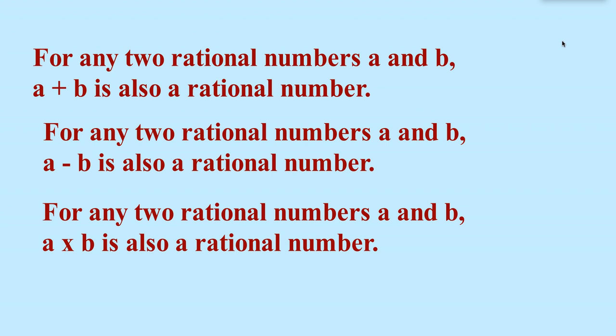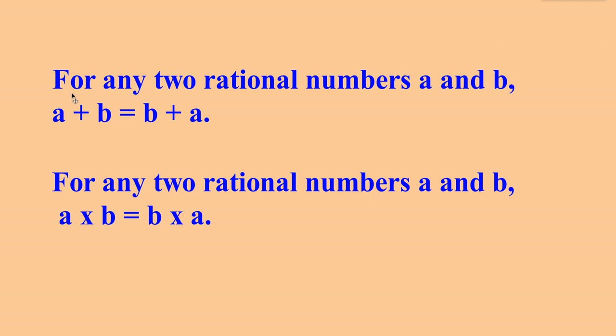For any two rational numbers a and b, a plus b is also a rational number. Similarly, for any two rational numbers a and b, a minus b is also a rational number. Or for any two rational numbers a and b, a into b is also a rational number. That means if you add two rational numbers, you will get a rational number. Subtract two rational numbers, you will get again a rational number. If you multiply two rational numbers, then also you will get a rational number. What is this property known as? Yes, this property is called closure property.